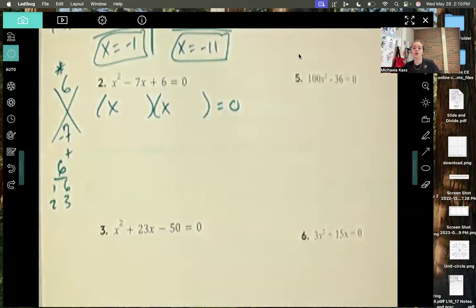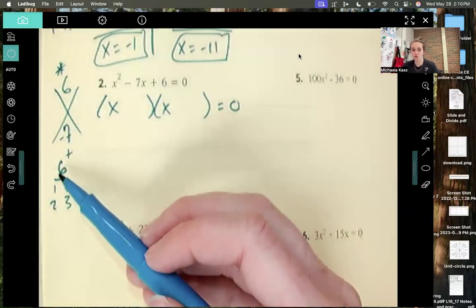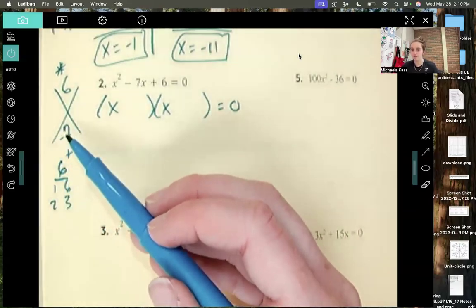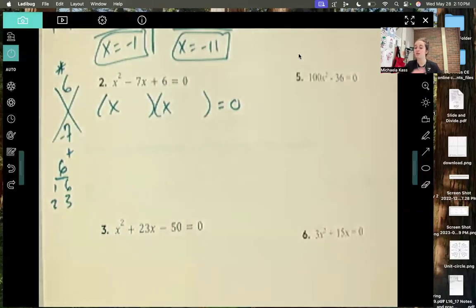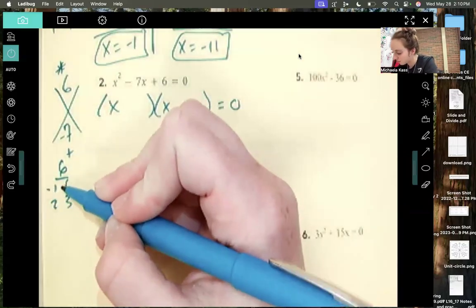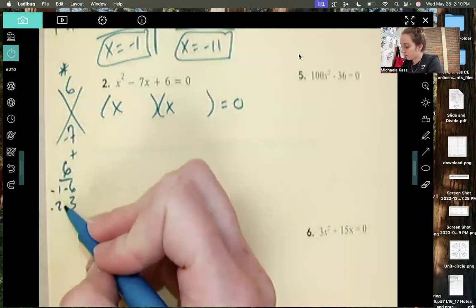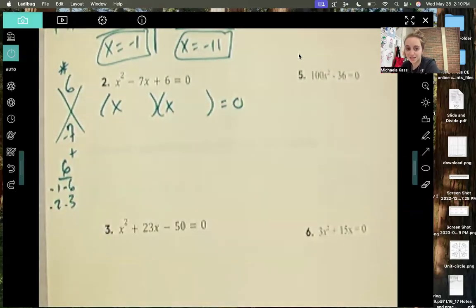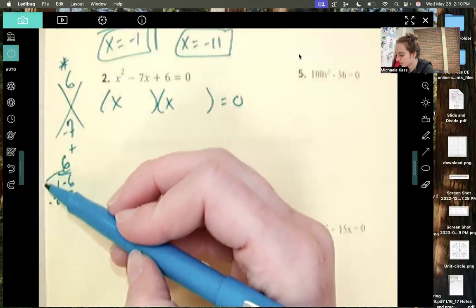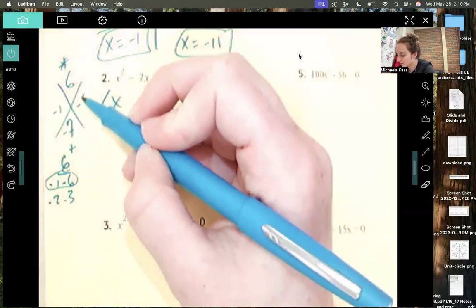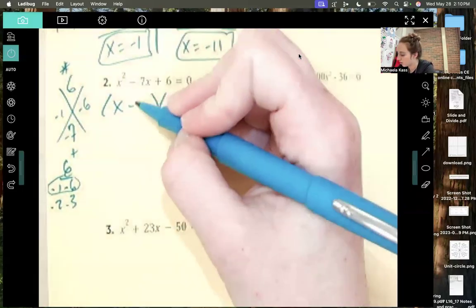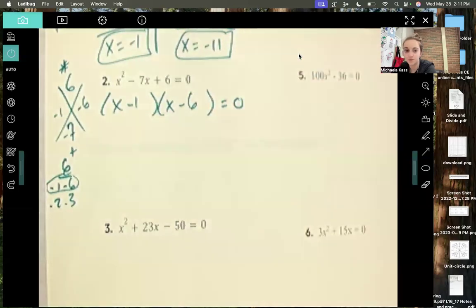Now, here's the tricky part. They have to multiply to a positive, but they're adding to a negative. The only two ways of getting a positive from multiplication is if they're both positive or if they're both negative. Negative times negative is a positive. So out of all these, which two add to negative 7? You should be able to see it: negative 1 and negative 6. So negative 1 and negative 6 go right here.